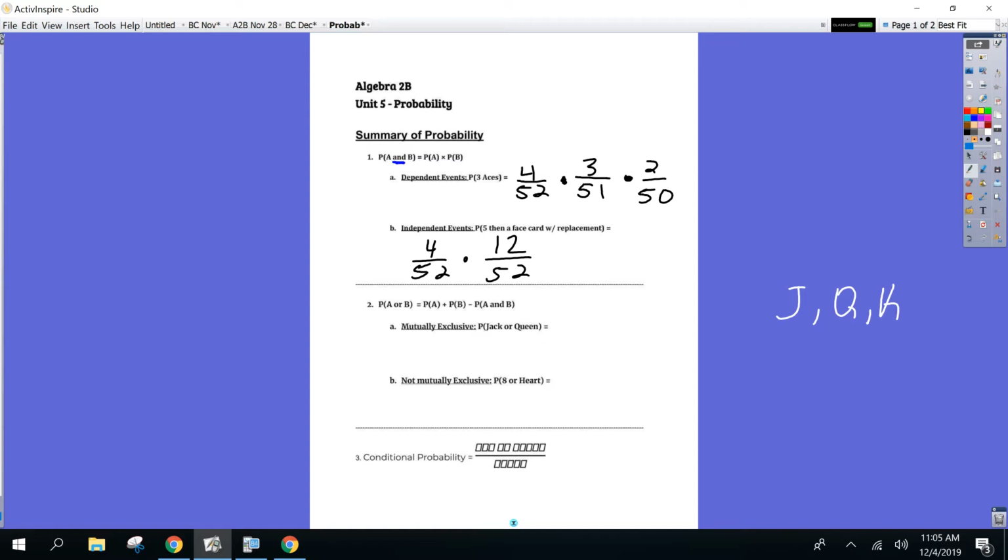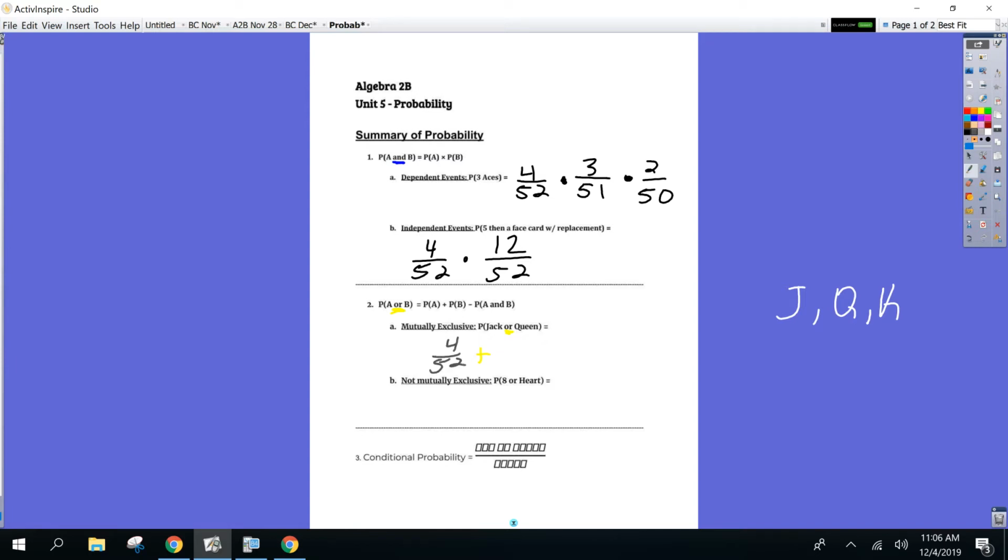Okay, next up: or. We went over it yesterday. With or, now I want to add them, and then if it's possible, subtract out what's in common. So here you go, back to the deck of cards: a jack or a queen. I see the or, so I know I'm going to add. Jack, how many are in the deck? 4 out of 52.